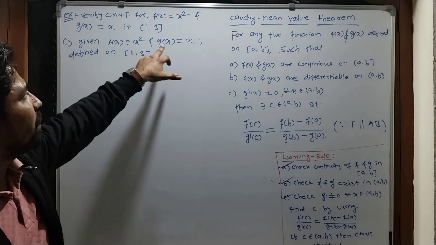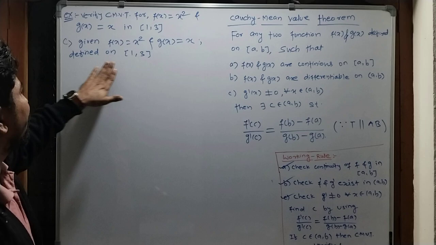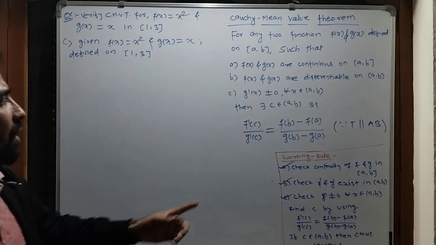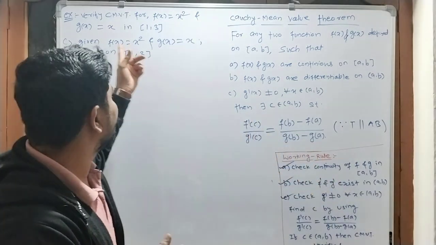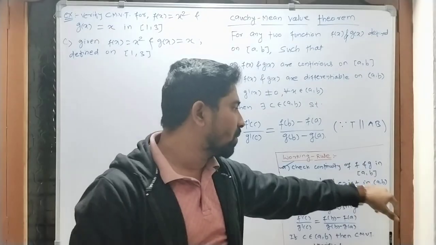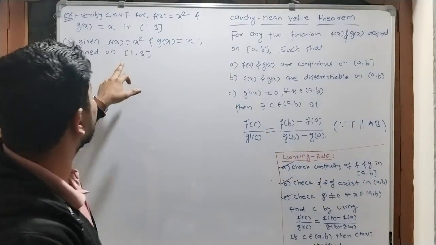f of x equal to x square and g of x equal to x, which is defined on the closed interval 1 to 3. First we have to check whether the given functions f and g are continuous on the closed interval a b, that is closed interval 1 to 3.